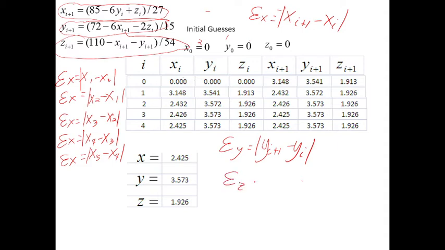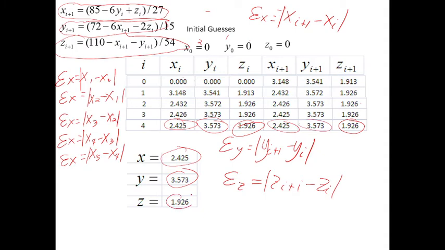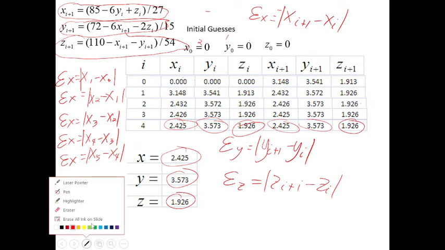Epsilon sub z: z sub i plus 1 minus z sub i. Nag-converge siya dito. So, we can proceed now. Dahil nag-converge na sila, equal sila sa 3 decimal places, so we can now finalize our answer: x is 2.425, y is 3.573, and z is 1.926. Okay, so that's all.